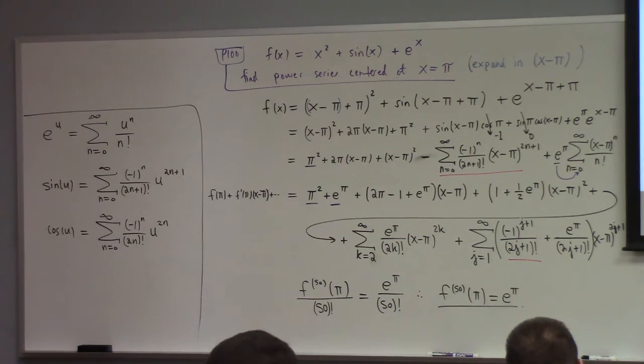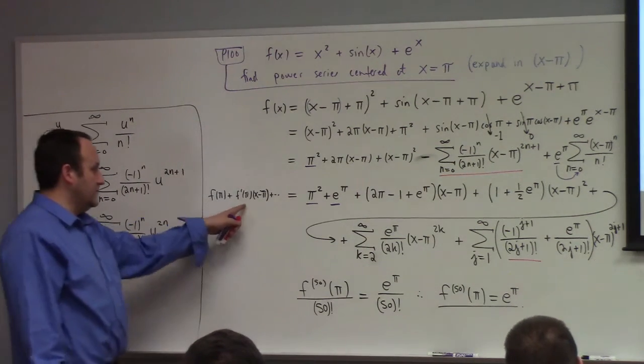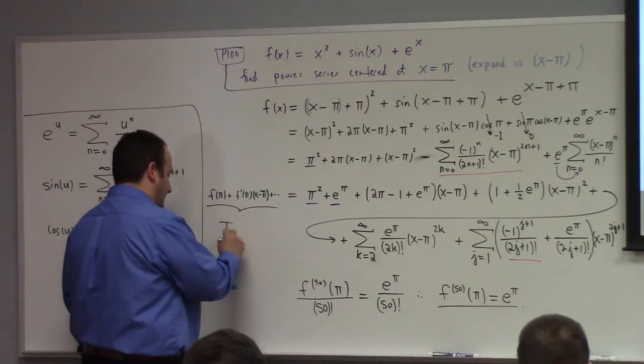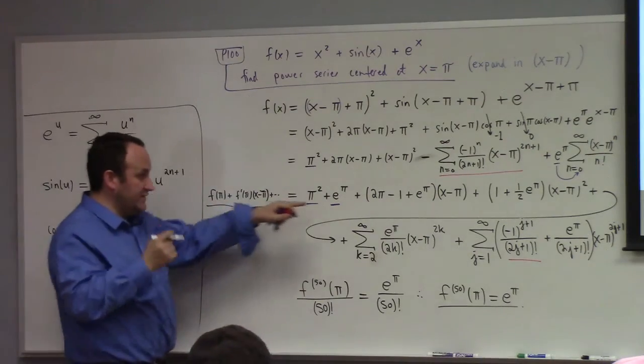Yep. I don't understand where you got prime of pi now. These are the first two terms in the Taylor series expansion, T f of x. Oh, and then like in the power. Oh, where did these terms come from?